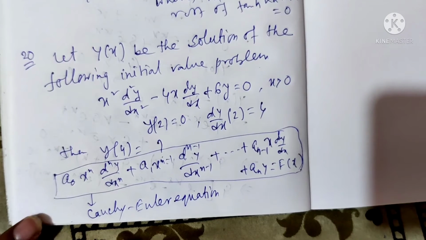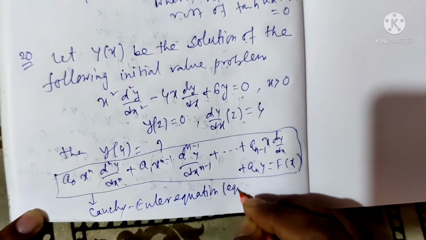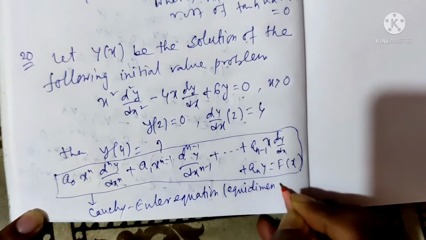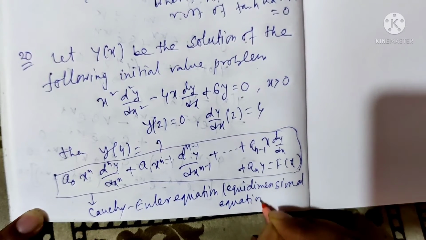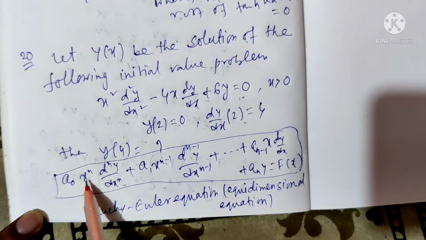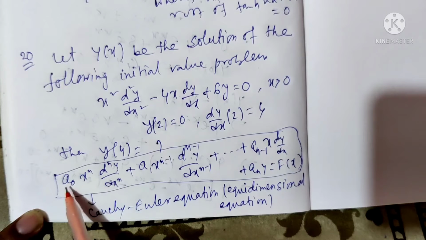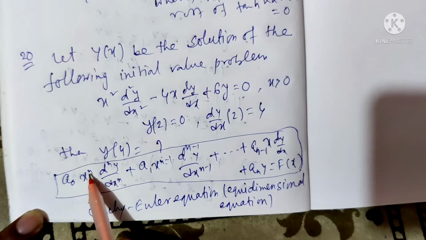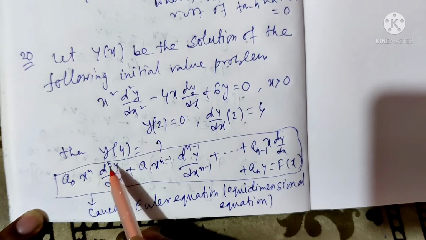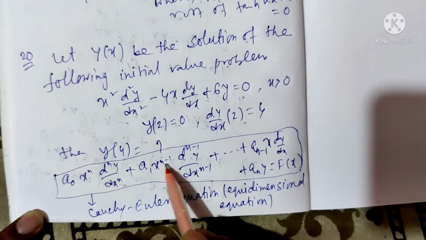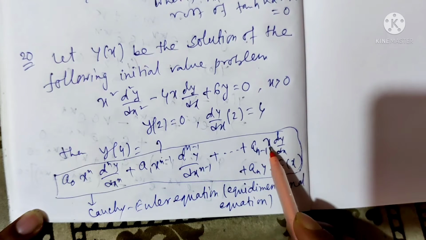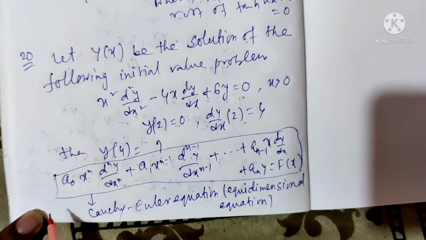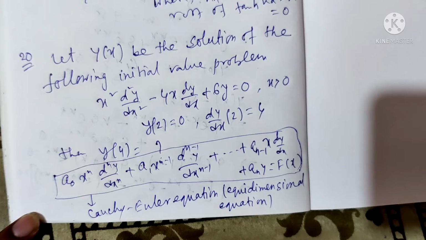or equidimensional equation. Here the power of x is n, a function of x and constants, where this is the nth order equation, then n minus 1 power, up to the coefficient of dy dx. This type of differential equation is called a Cauchy-Euler equation.